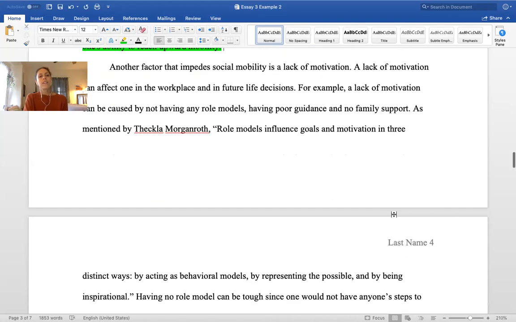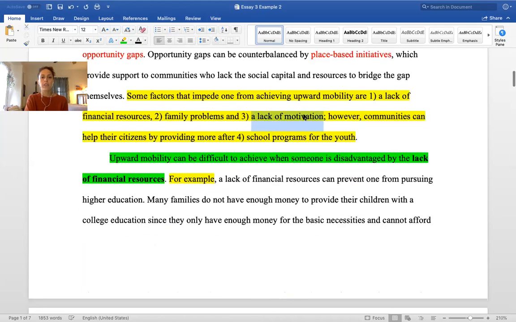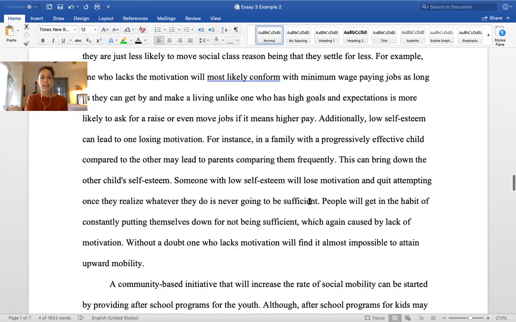Okay. So now we're going to go into our third body paragraph, which is going to be hopefully structured the same exact way. Another factor that impedes social mobility is a lack of motivation. So we're going to double check in our thesis statement. Is our third one a lack of motivation? It is. Perfect. So we're going to come back down and we're going to look at that.